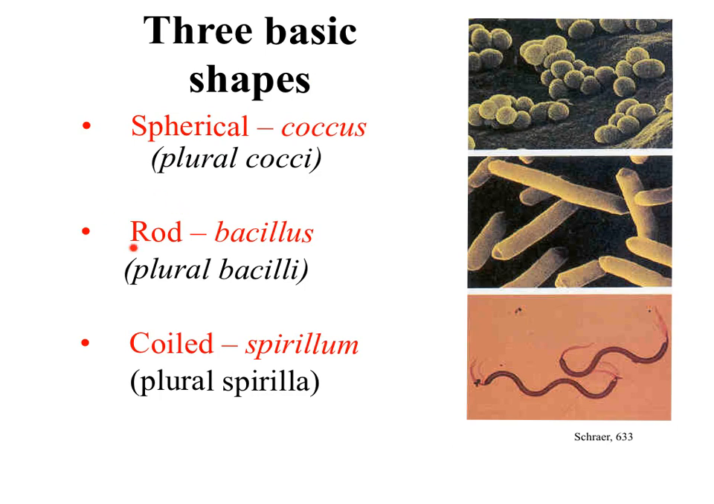The next is rod-shaped. So these look kind of like a rod, or like a breadstick. And so we call them bacillus. And our last basic shape is coiled. We call it spirillum, and they have these sort of spiral type shapes.